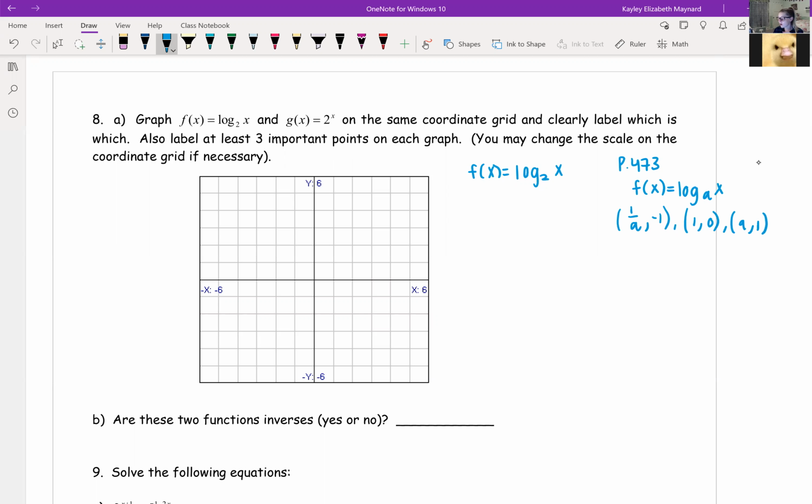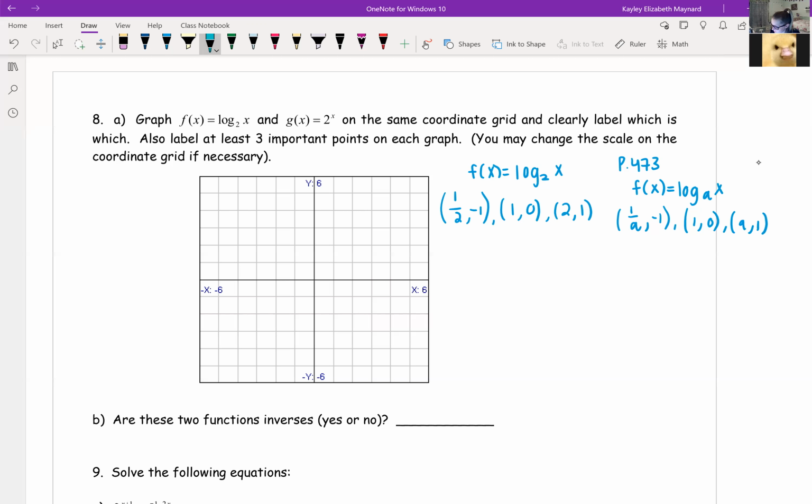In our case, our a would be 2 because that's our base here. So we know that we have the point 1/2, -1. And then we also have the point 1, 0. And then we also have the point 2, 1. So there is a similar theorem for exponentials, so we can use that as well.